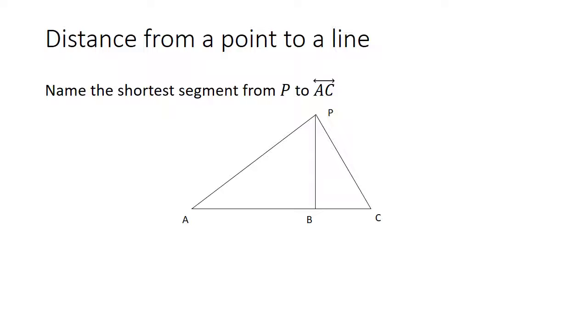All right, so let's practice a few things. The distance from a point to a line: I want you to name the shortest segment from P, this is the point P, to the line AC. What's the shortest segment? Is it segment PA? No. Is it segment PC? No. Is it segment PB? We can tell that for sure if we know that this is a right angle, then for sure PB is the shortest segment from P to AC, because the shortest distance from a point to a line is going to be the segment that intersects it perpendicularly.